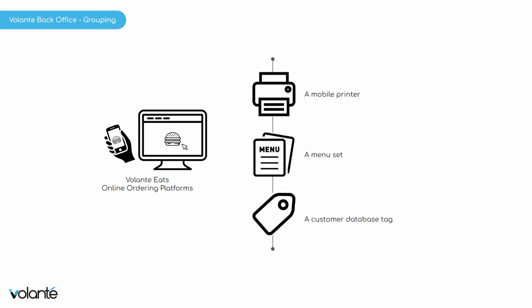A menu set. This is a menu set that has been set up to display on your online ordering platforms. A menu item must belong to a relevant online ordering menu set. And lastly, a customer database tag. If you have specific billing restrictions associated with your My Volanté customer types, you must ensure the menu item is tagged correctly in order to be billed correctly on a customer's account.